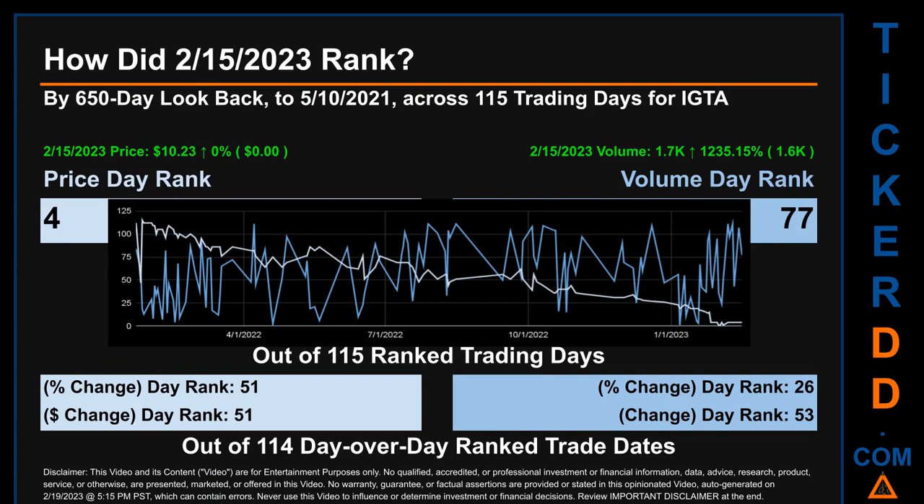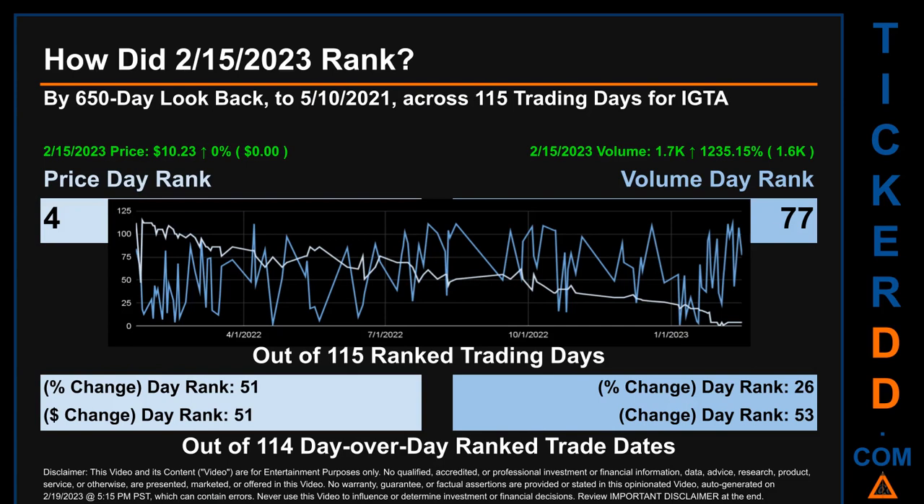How did February 15, 2023 rank for IGTA by 650 calendar day? Look back to the 10th of May 2021, across 115 trading days, of which February 15, 2023 price ranked 4 while its volume ranked 77.